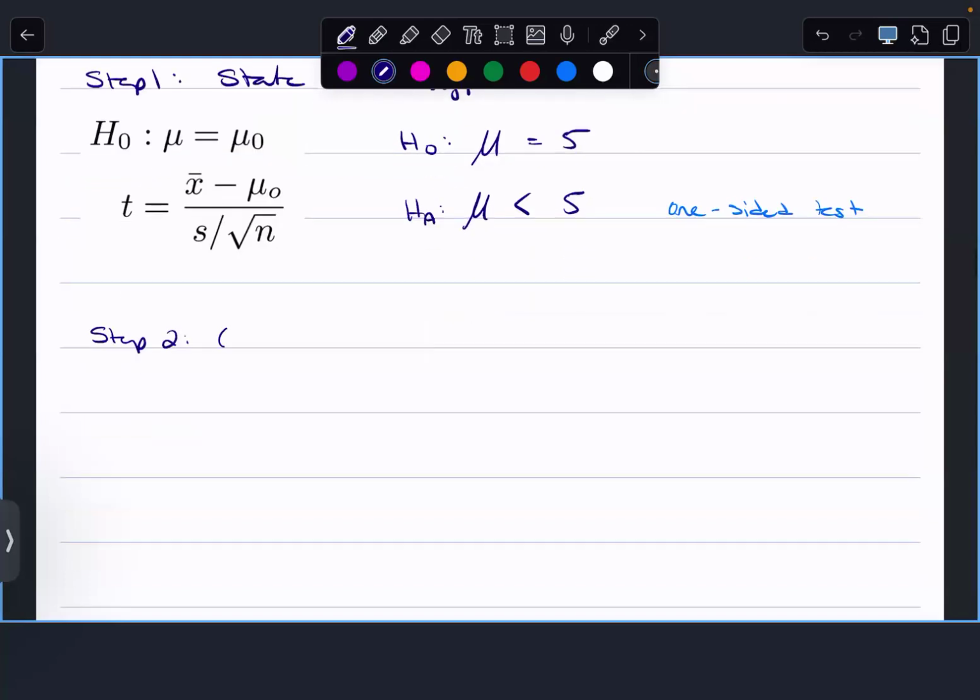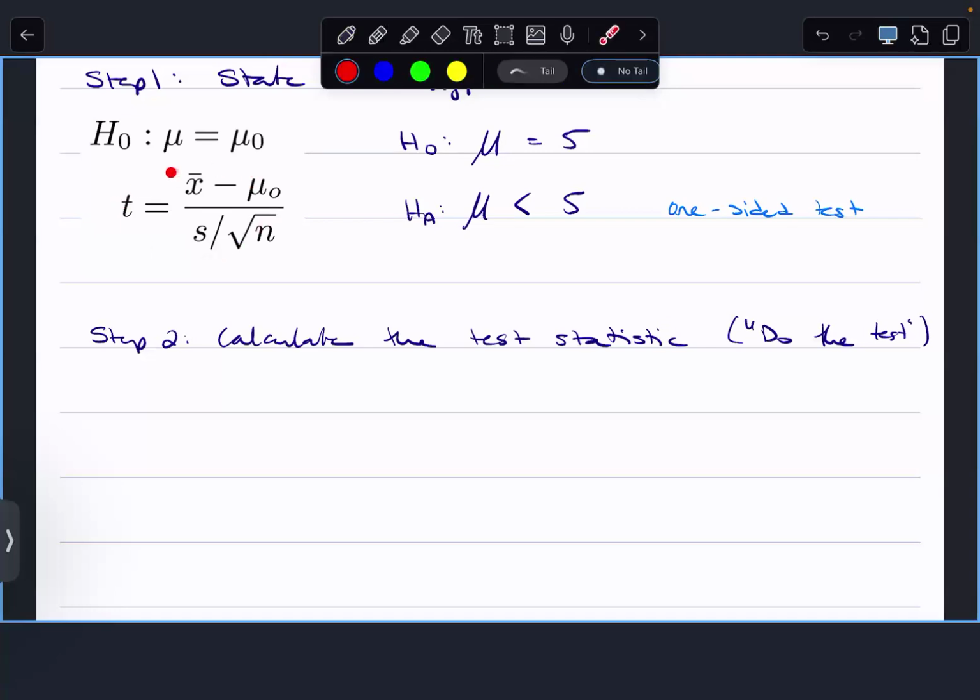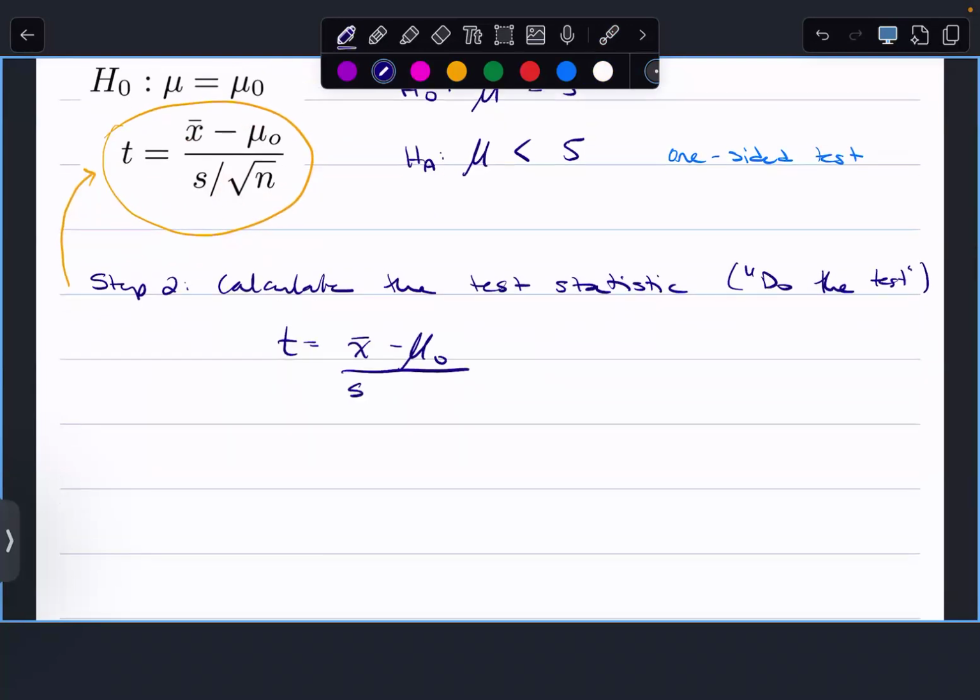Step 2, calculate the test statistic. The test statistic is a t now. I want to calculate this t. How far is our sample mean from 5 if I take into account the spread? So t is X bar minus mu naught divided by S divided by root n.